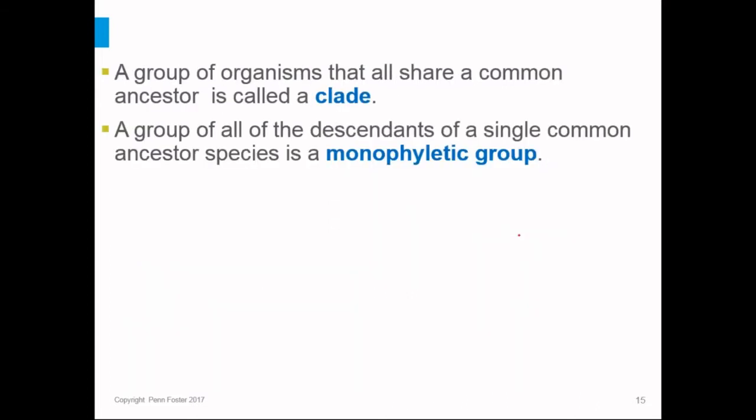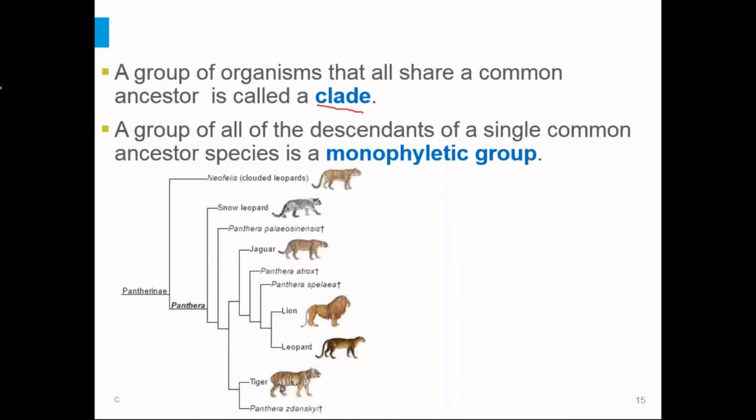A group of organisms that share a common ancestor is called a clade. Okay, so this is an important word for the next couple of slides. Clades can be of any size. Closely related organisms would have a fairly small clade, and distantly related organisms would have a very large clade.